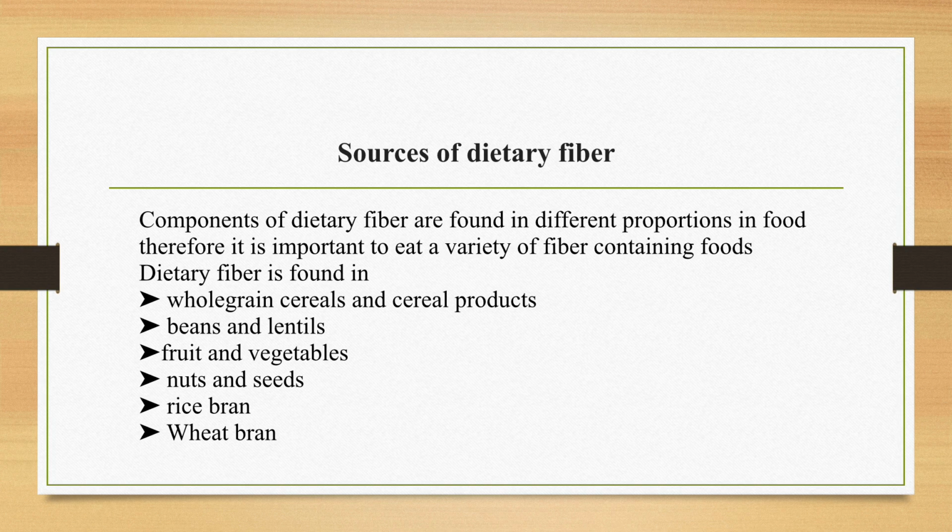Sources of dietary fiber. Components of dietary fibers are found in different proportions in food. Therefore, it is important to eat a variety of fiber-containing foods. Dietary fiber is found in whole grain cereals and cereal products, beans and lentils, fruit and vegetables, nuts and seeds, rice bran, wheat bran, etc.